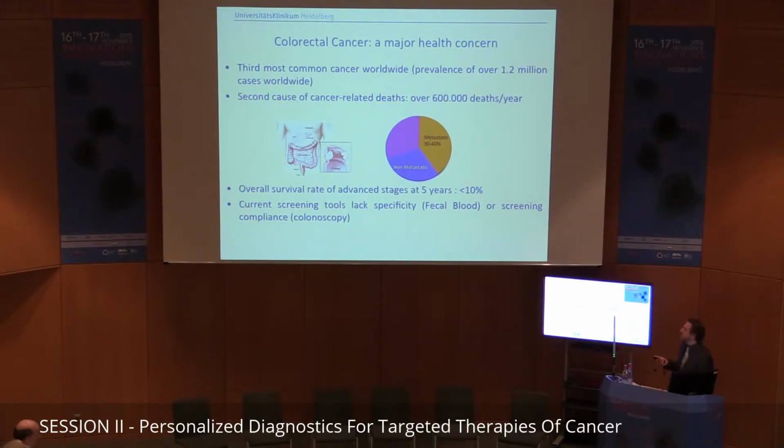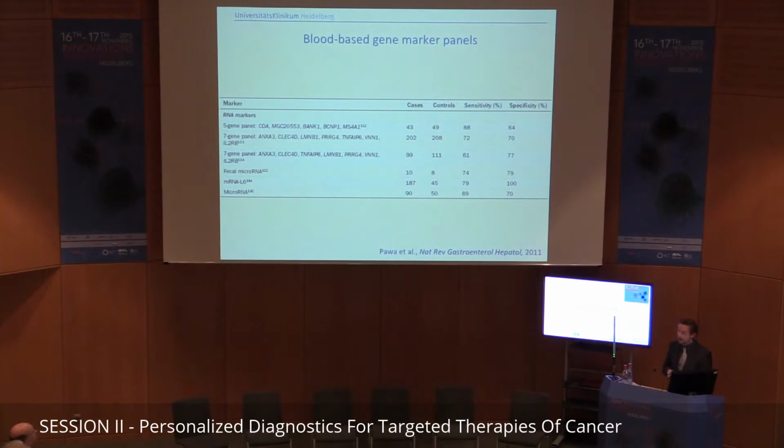Current screening tools have limitations, as we have discussed a couple of times, like specificity or screening compliance, especially in the case of colonoscopy. So blood-based gene marker panels are an ideal target for screening for colorectal cancer because it's an easily accessible source, it's non-invasive, and it might improve compliance for screening colonoscopy in those individuals that are flagged at high risk for colorectal cancer.